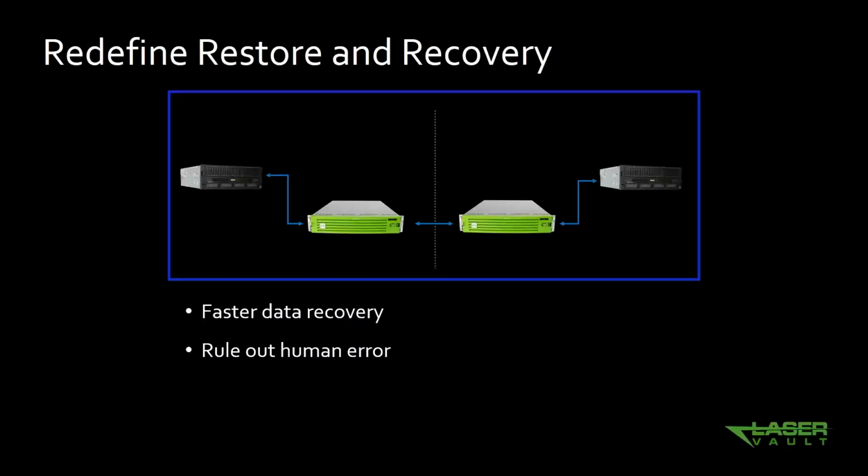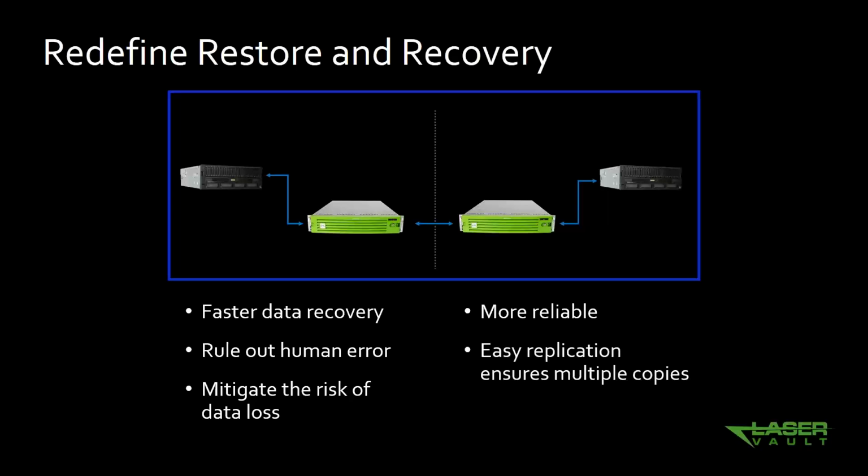So redefine your restore and your recovery with faster data recovery, ruling out human error in terms of misplaced tapes and mislabeled tapes. You're going to be able to mitigate the risk of data loss, creating a more reliable restore capability. Easy, automated replication ensures multiple copies of your backups. So this gives you a better disaster recovery plan for your IBM i saves.